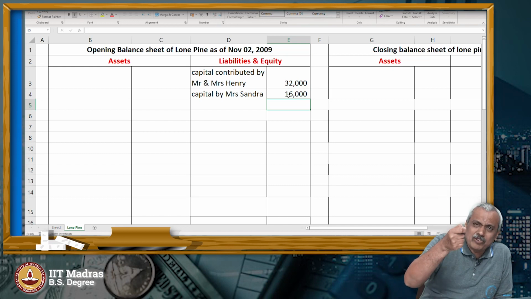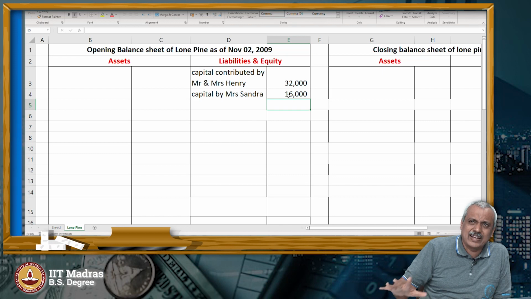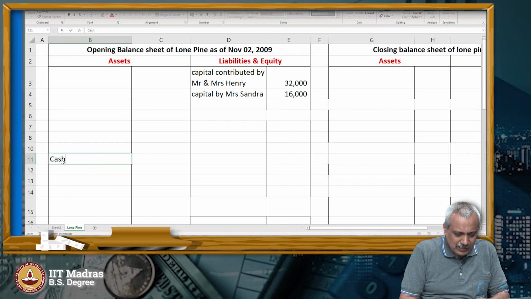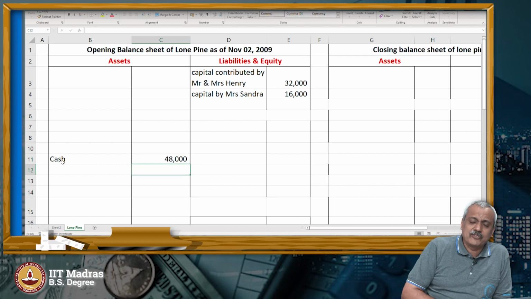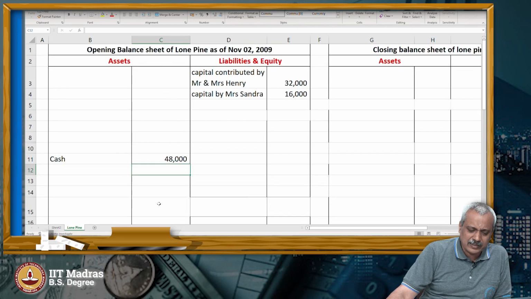Now, they have contributed in the form of cash. When they have contributed in the form of cash, the cash is sitting in the cash box of the cafe. Now, who owns the cash? It is not the three partners. The three partners have given the cash to the cafe. The cafe owns the cash. So, the cash is 16,000 times 3 of them, that is $48,000, which is owned by the cafe as of now.